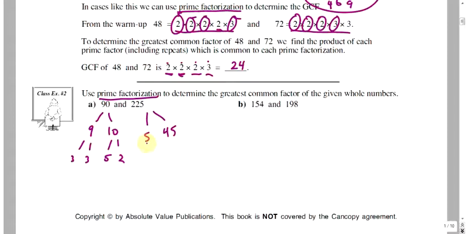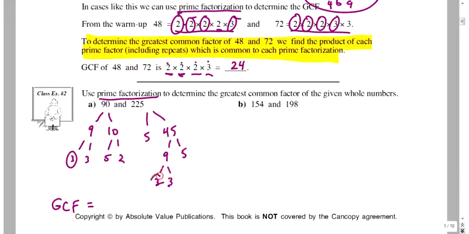This is prime, I can stop there, but 45, let's take out another 5, and 9 we can break down into 3 times 3. So how do I find my greatest common factor? What's common in both two groups? Okay, my greatest common factor is, there's a 3, there's a 3. Write it down.